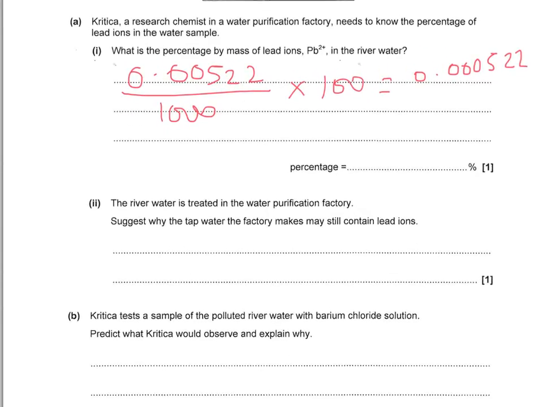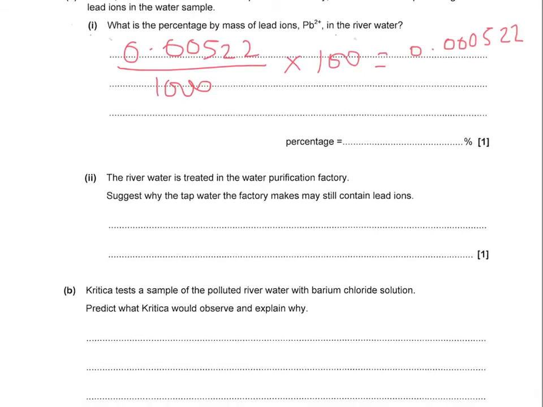And then the river water is treated in the water purification factory. Suggest why the tap water the factory makes may still contain lead ions. So that's the idea that the lead ions are soluble, and so they may be in solution, or the lead ions may come from old lead pipes which the water goes through.